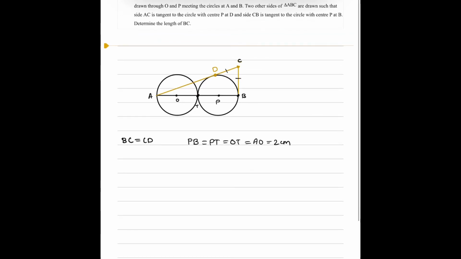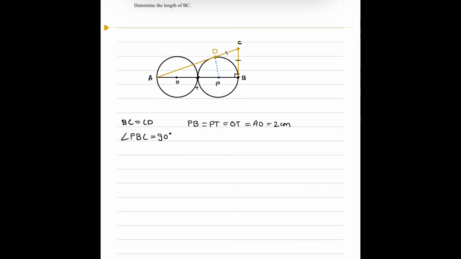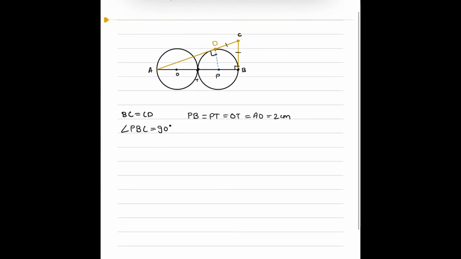And we also know that angle PBC is 90 degrees because the radius touches the tangent at a right angle. Just like that, we can draw a radius over here as well, PD. So even this angle will be 90 degrees, right? So by that, we know that PD should be equal to 2 centimeters.